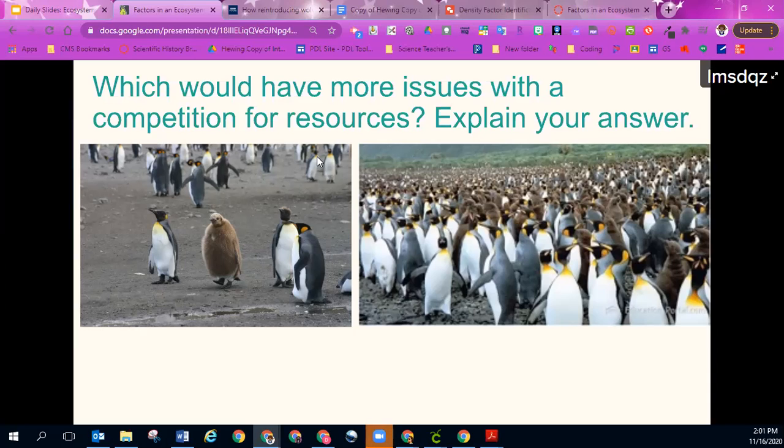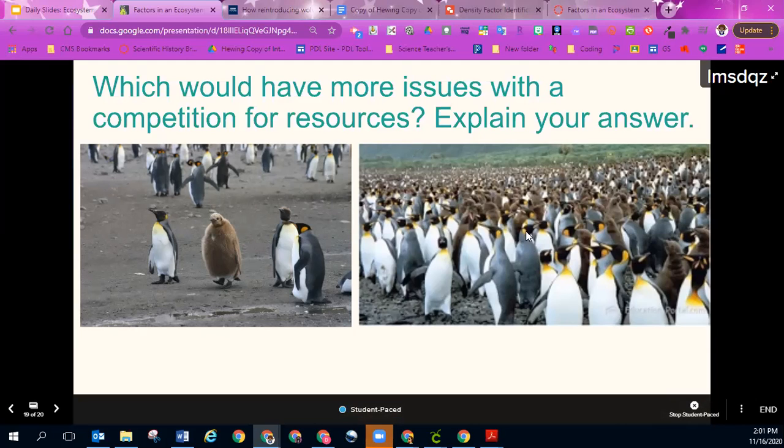Because the population is bigger. Okay. The same resources have to feed all of those penguins, right? Picture number 2, because they have more penguins, making it harder for everyone to get what they need. Exactly correct. So this one would have a lot more competition than this picture right here.